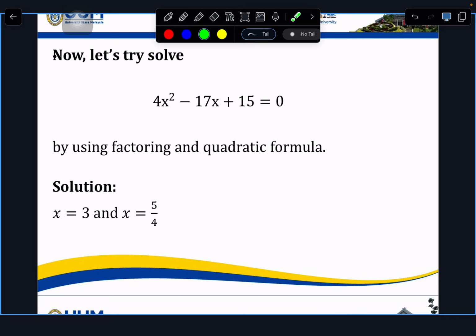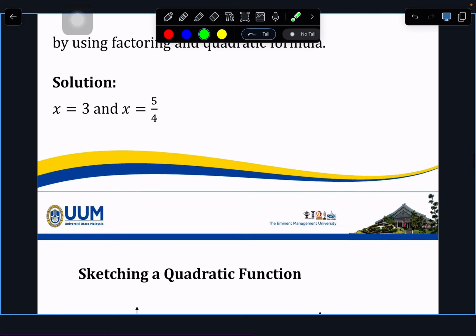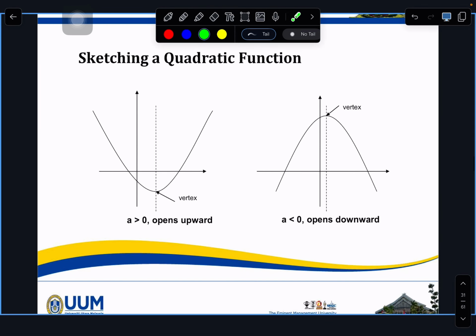Okay guys, I need to continue. This one, if you need more assistance, let me know. I think this one is easy. That is not a good indicator. Okay guys.